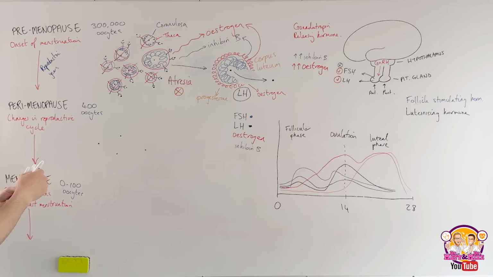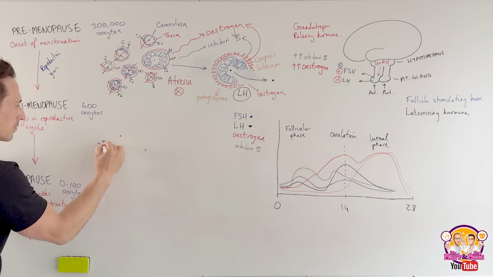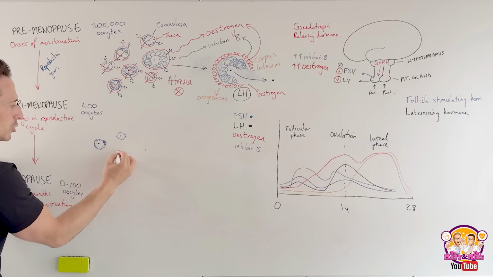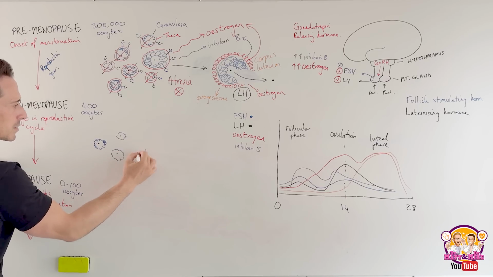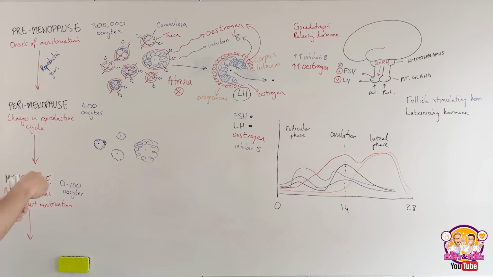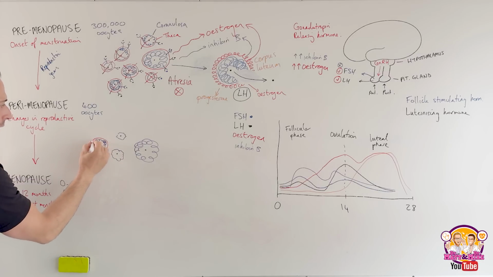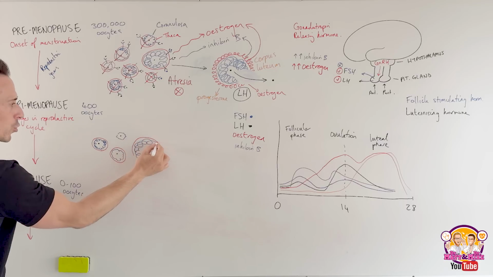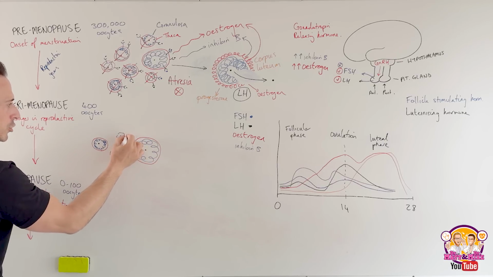Now, just like we had before, they're going to be at different stages. Some are going to be a little bit developed, some not very much. Some will be far more developed. They've also got their theca cells, so the follicles are effectively the same. Sometimes their quality will reduce. Definitely by menopause, the quality in these follicles have reduced.